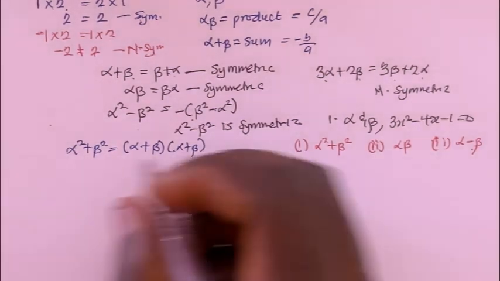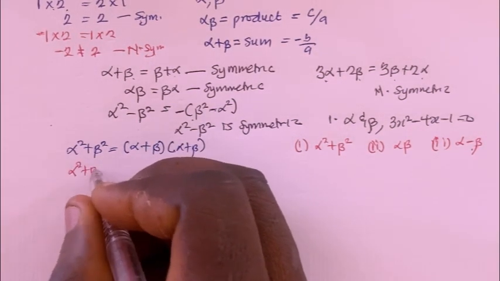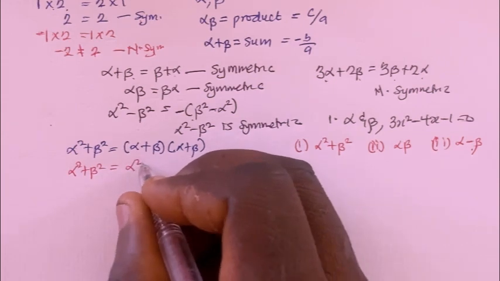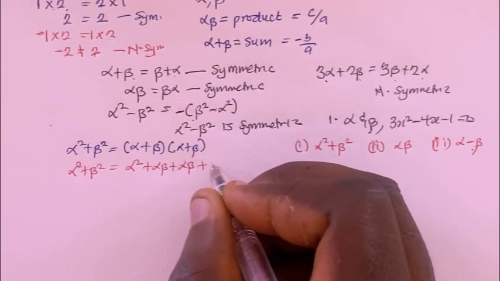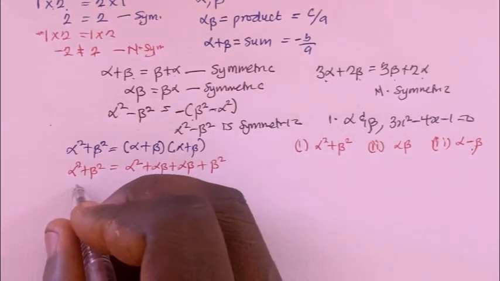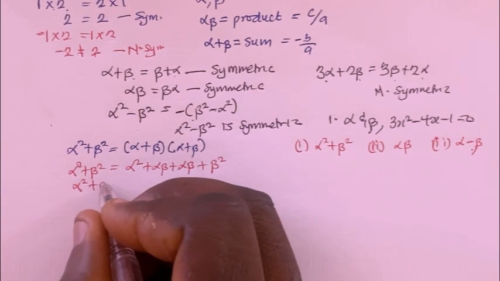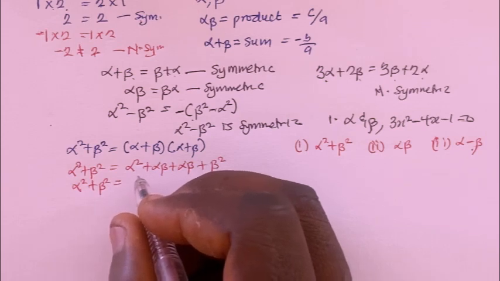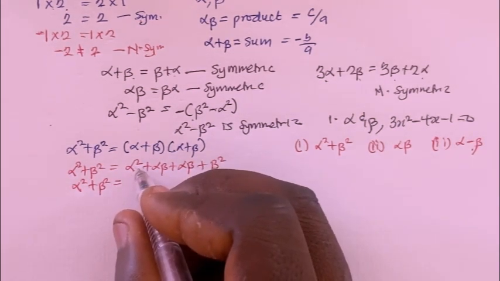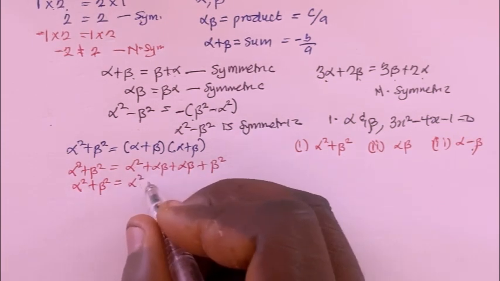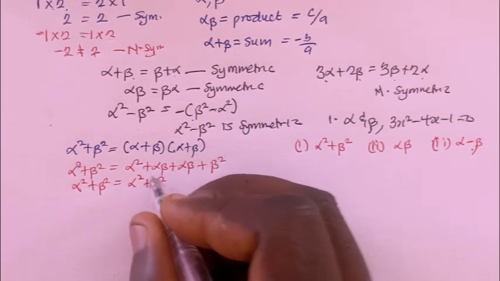So if I should go ahead and simplify this side, I'm going to have alpha plus beta squared equals alpha squared plus alpha beta plus alpha beta plus beta squared. Exactly. So here I'm going to have alpha squared plus beta squared. Now look at this. This is also the same thing as writing this. I'll be having alpha squared plus beta squared, right?